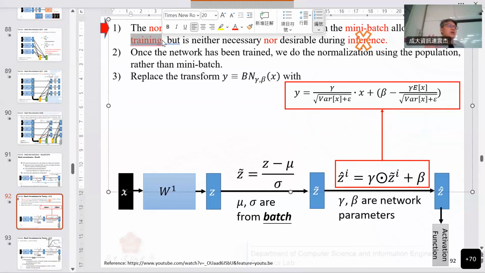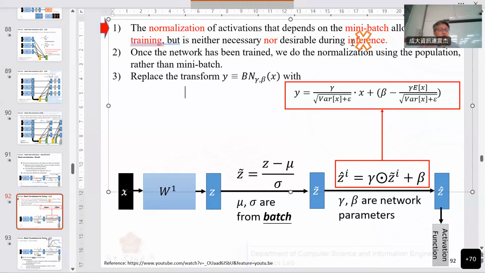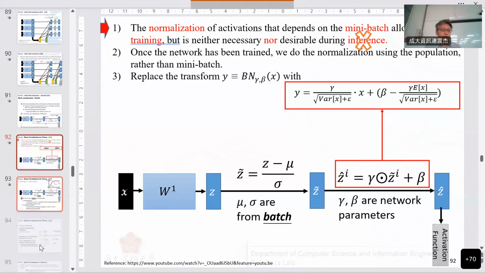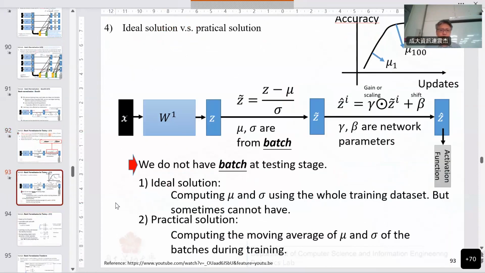Because PyTorch or TensorFlow, I think, automatically processes this for you. So batch normalization is for training, not for inference. They told me about this, but I'm not sure. That means it doesn't affect your running time for inference. And this is the other method for scaling, which is just for your reference.